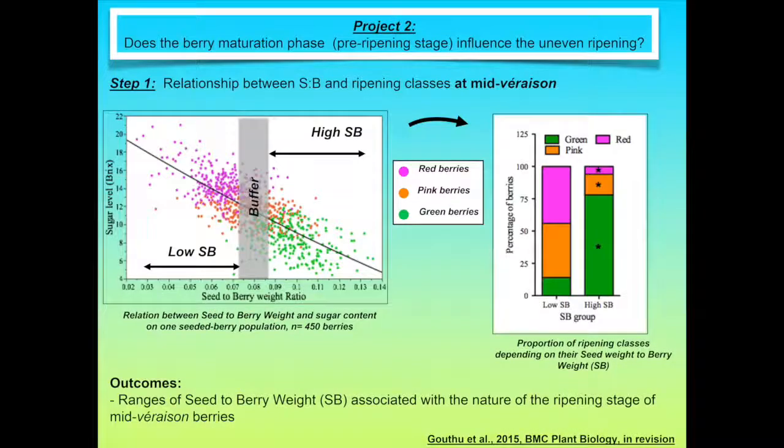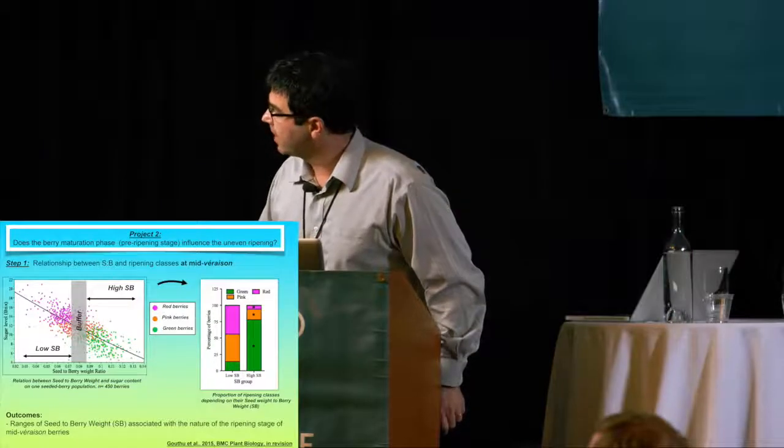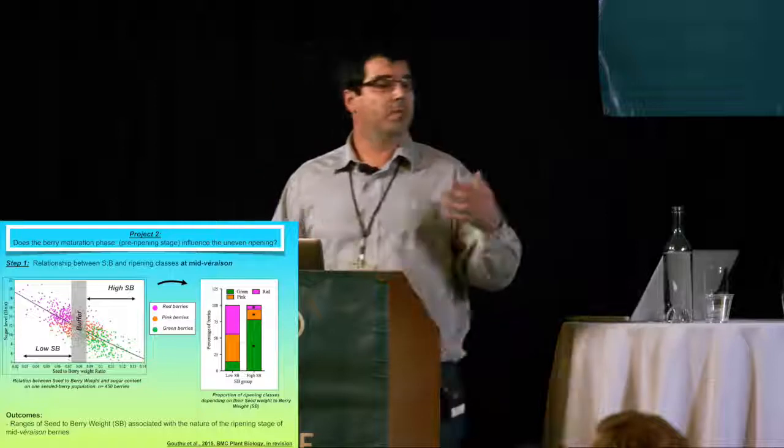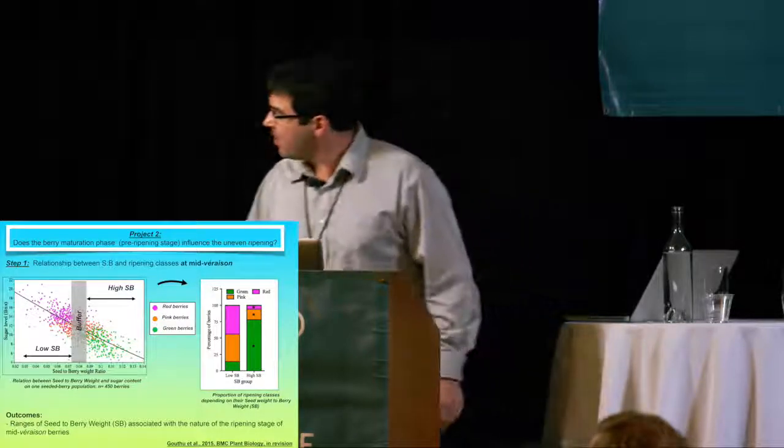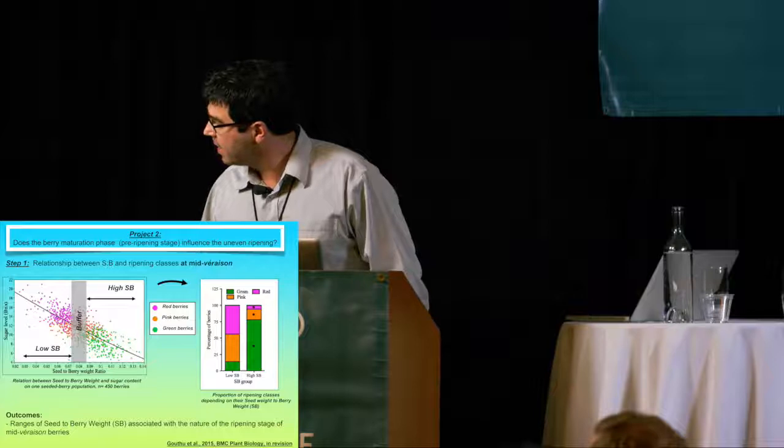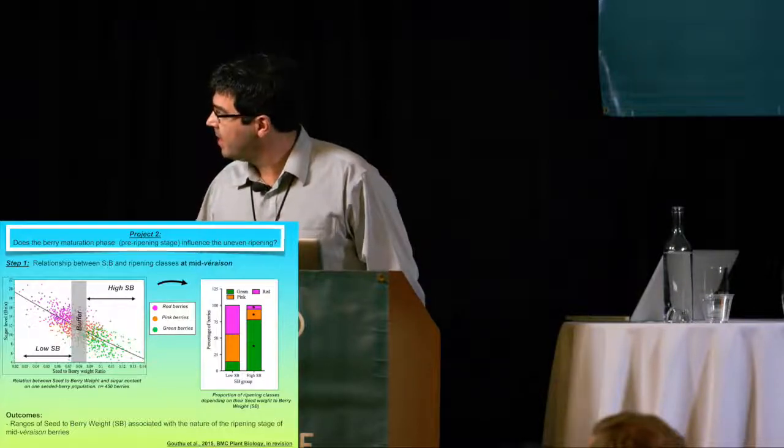So we came up with a second study and tried, as step one, to better understand the relationship between seed weight to berry weight and ripening classes at mid-veraison. And here, on the left panel, you have a bivariate analysis showing each individual berry and the relation between seed weight to berry weight and their ripening classes. As you can see, depending on the range of seed weight to berry weight, you have very contrasting patterns, where in the berry population with low SB you have mostly advanced berries, while in the high SB you have green berries.